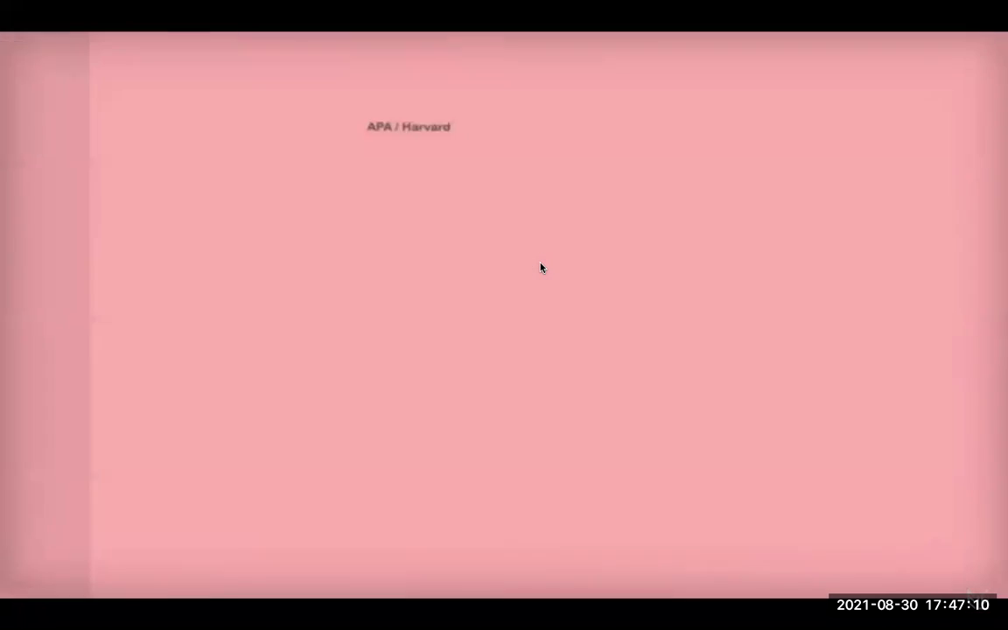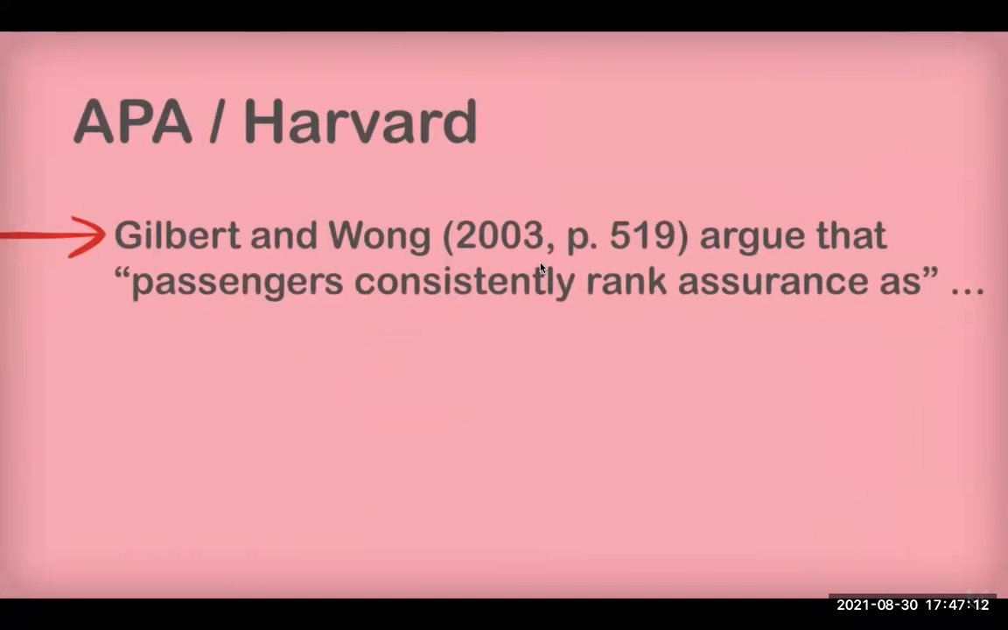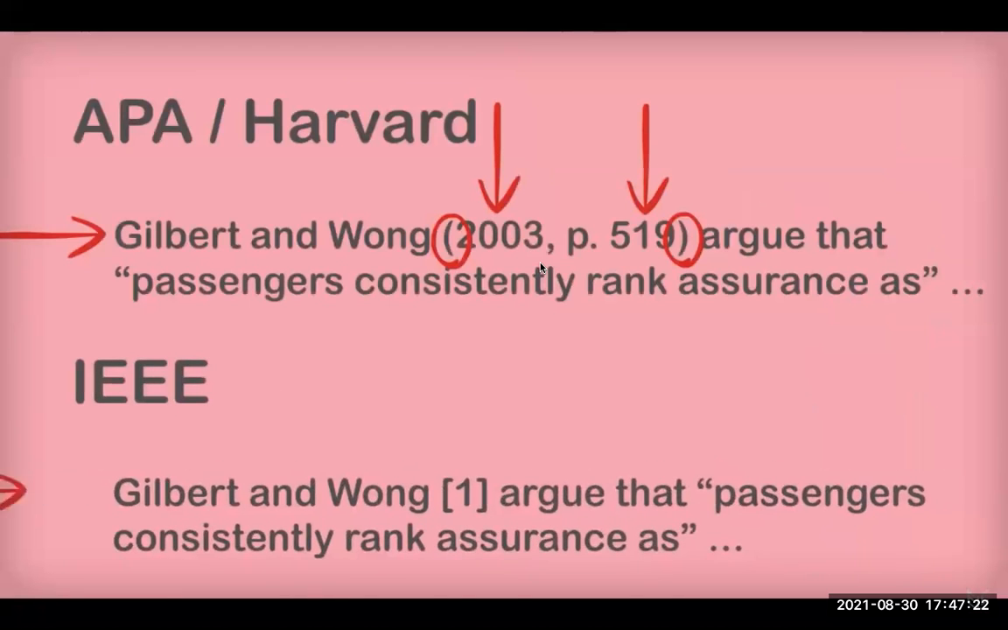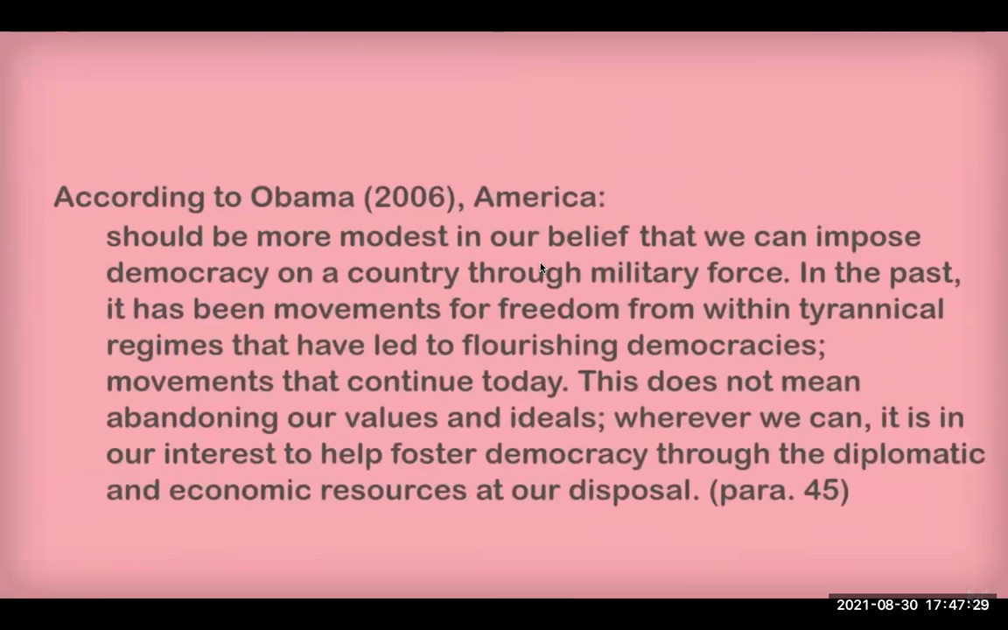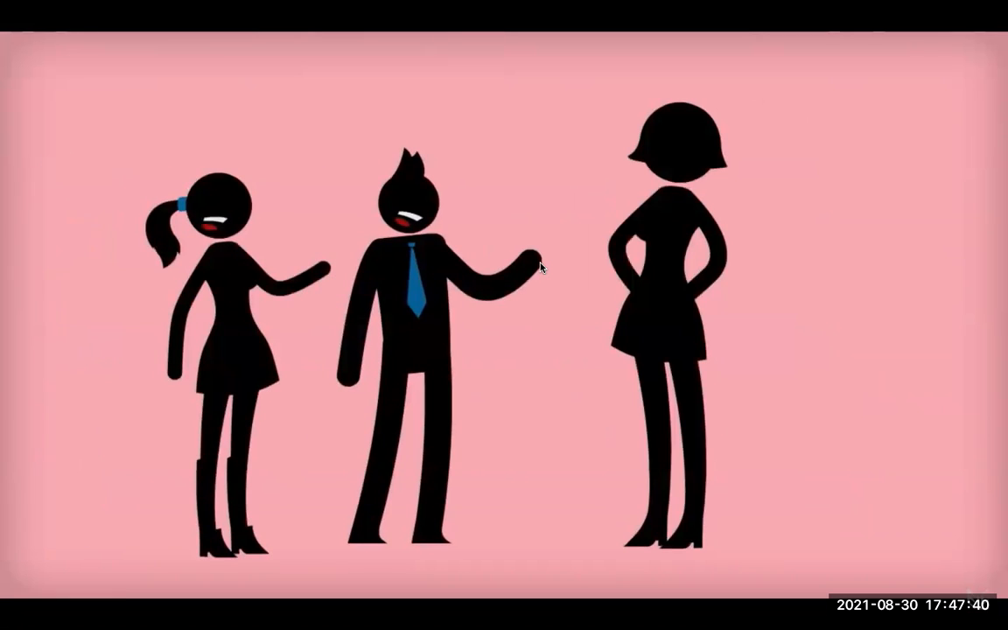With APA and Harvard referencing style, you need the author, followed by the year, page or paragraph number in round brackets to show where the quote came from. And with IEEE referencing style, you need the author followed by the reference number in square brackets. And if your quotation is over 30 words, you need to indent it like this. But generally, in your university assignments, you should only have a small number of short quotations. Remember to always check with your teacher or program leader about any specific referencing requirements.